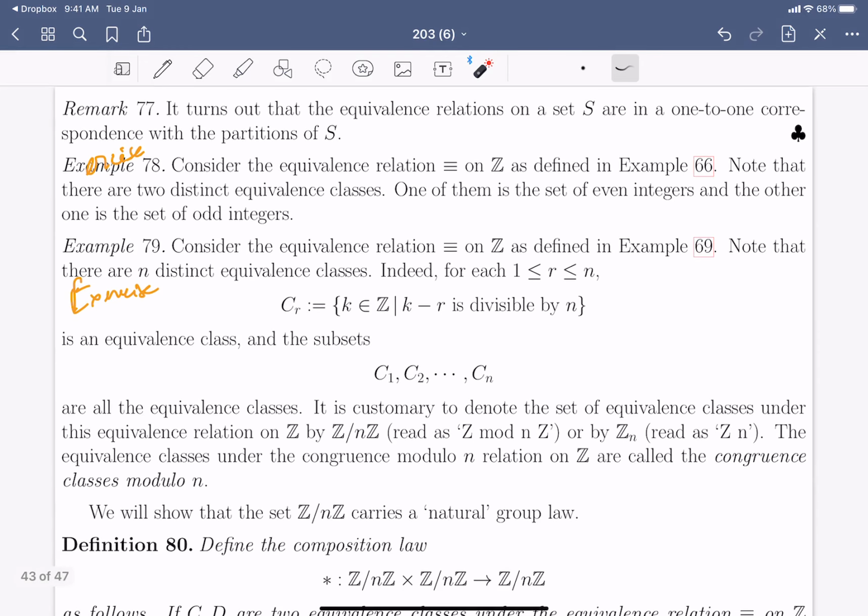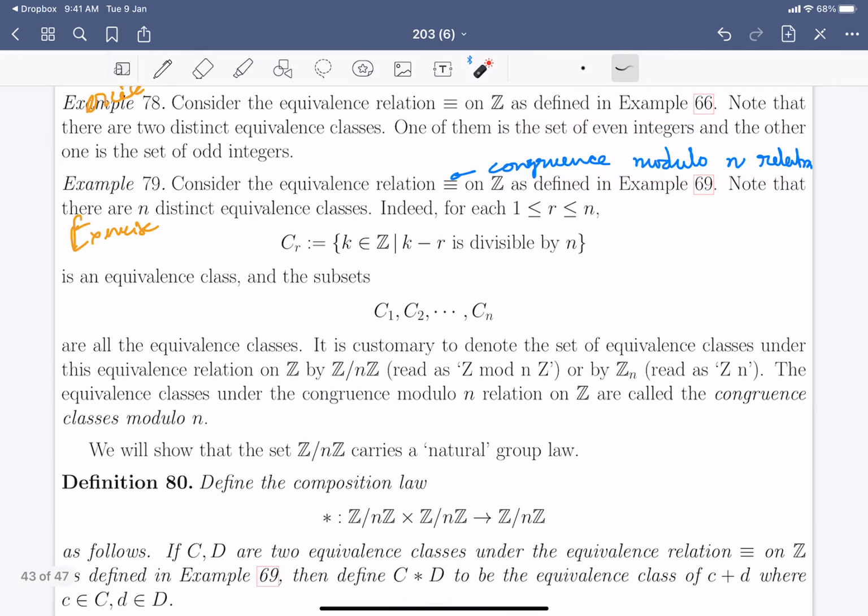But for the congruence modulo n relation, maybe I should just write: this is the congruence modulo n relation. For this congruence modulo n relation, the set of all equivalence classes is denoted by this symbol, and this is read as Z mod nZ. So don't call it Z by nZ or Z divided by nZ.